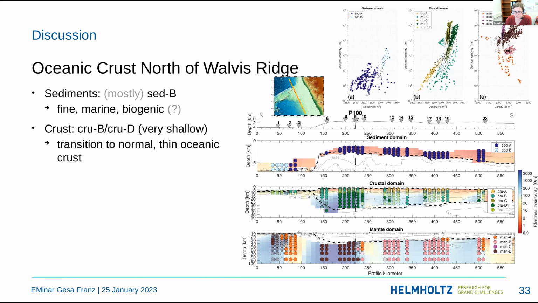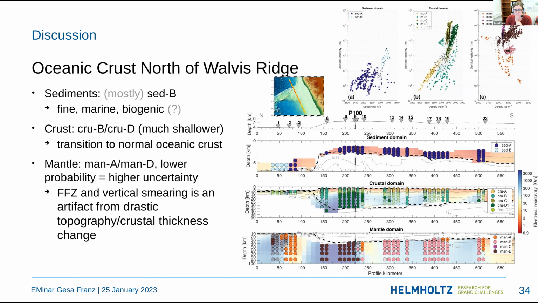In the crust, we see that the clusters there are also mostly these intermediary resistivity and density clusters, so it goes up to 400 ohm meters, and median densities between 2.8 and 2.9. But the crust is very thin there. We know that from seismic observations. So these clusters also show up a lot shallower compared to the southern part. And we think that this matches the observations of basically just a normal oceanic crust north of Walvis Ridge.